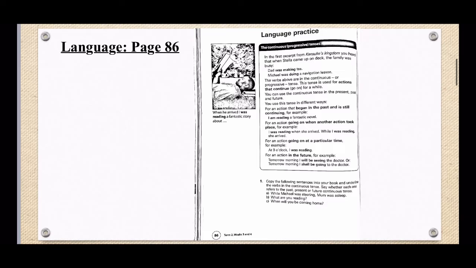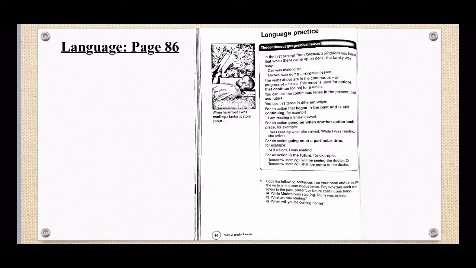I would like everybody to please open up the English textbooks on page 86. Today we'll be doing language practice. I will be doing the slides and you can follow in your textbook as I go along. Today we'll be doing the continuous or progressive tenses.